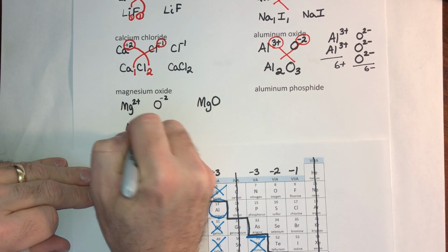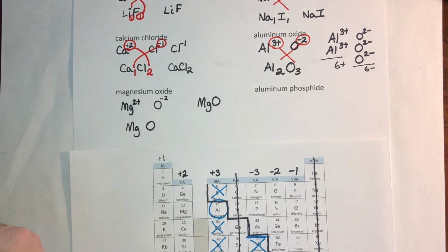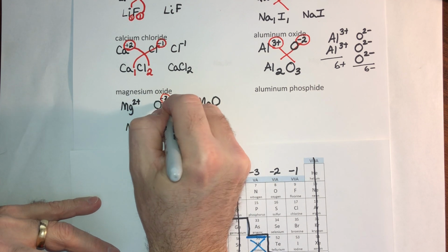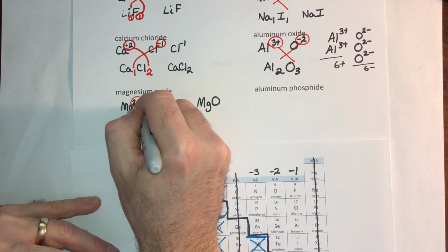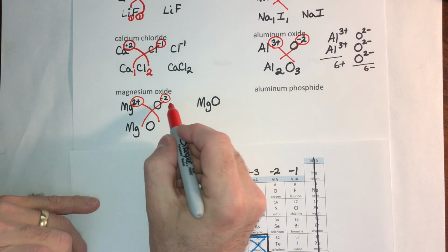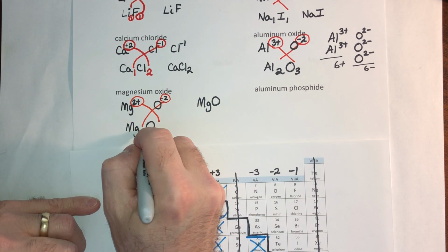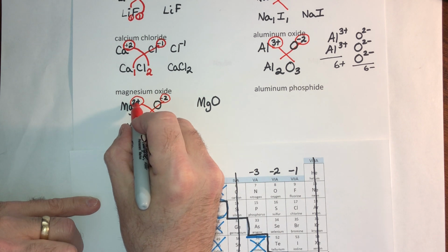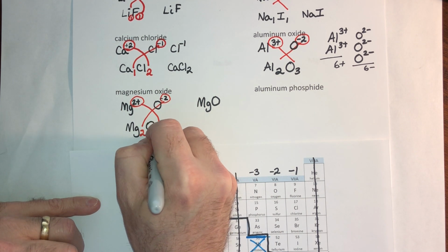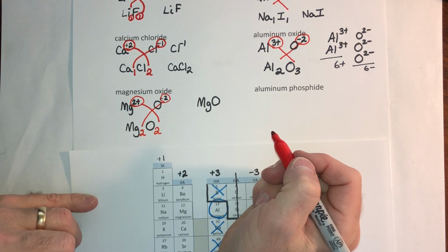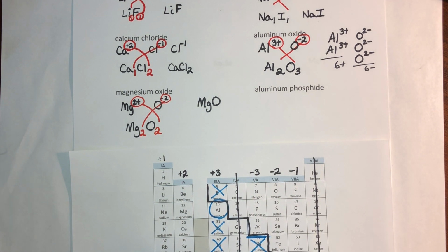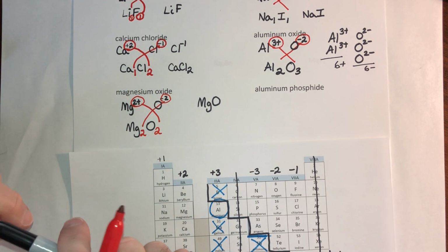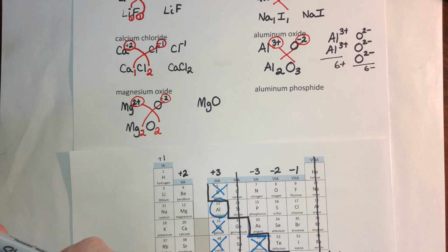Okay, here's my magnesium, here's my oxygen. If I take the charges and use them to determine how many, right? If you've got a charge of 2 minus on your oxygen, that means you got 2 magnesiums. If you've got a charge of 2 plus on your magnesium, that means you've got 2 oxygens. Now, this is science. This is chemistry. We cannot have more than one answer for the same problem.